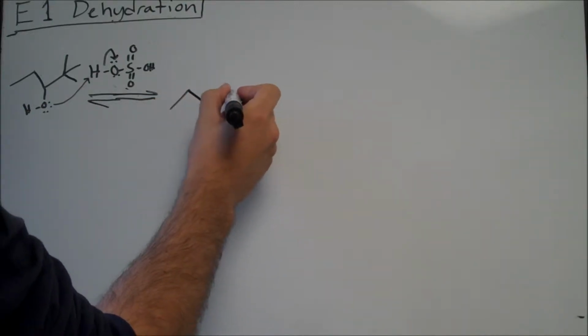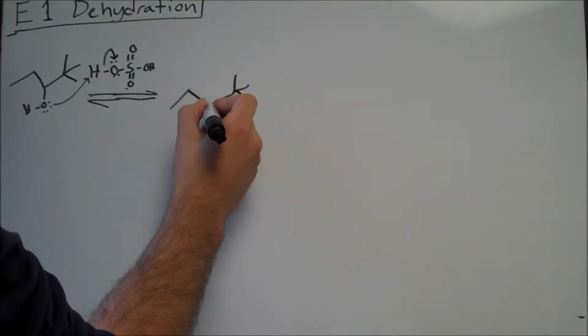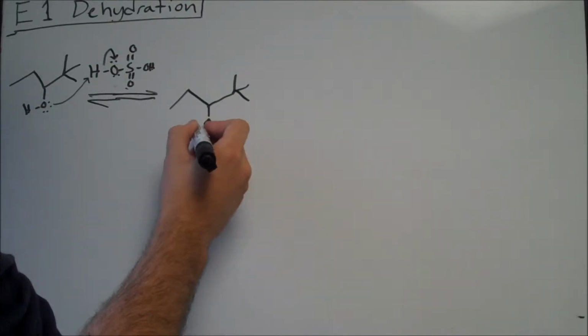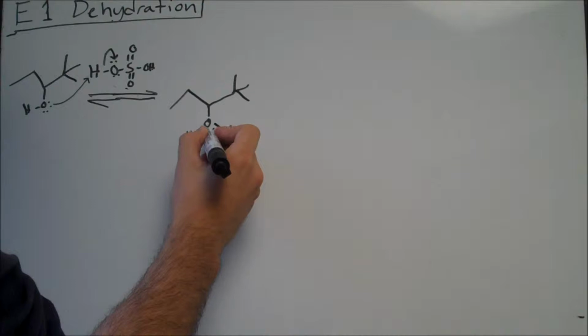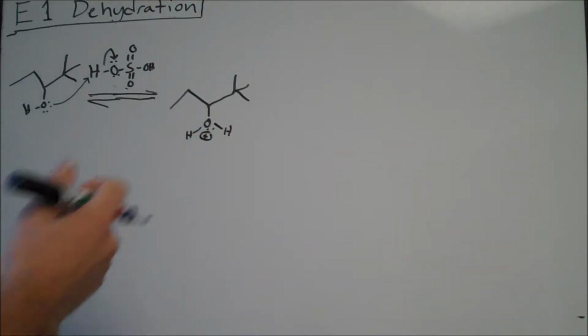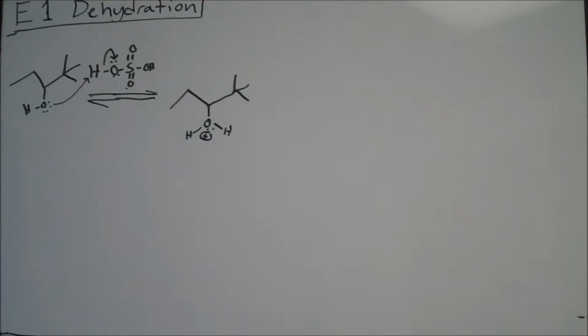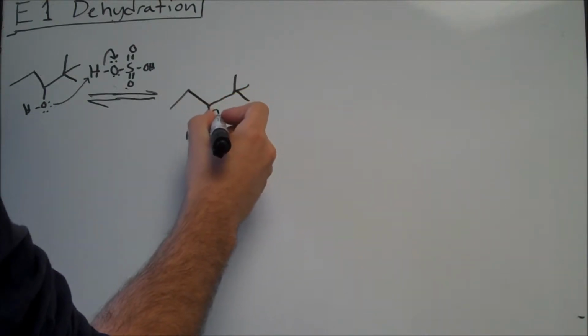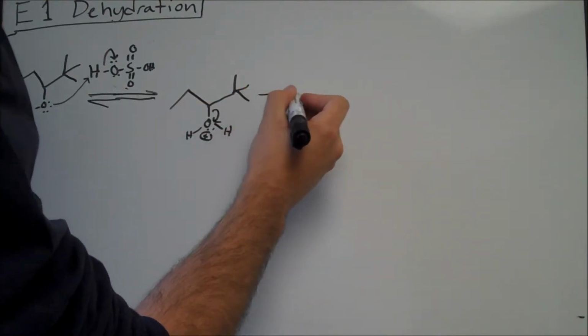So let's draw out what we get from that. We've got our O. It's got one lone pair and two hydrogens and a positive charge because it just gained a proton. So now we've got water that's a good leaving group, and we know that it can just fall off on its own. That's going to be our rate determining step. So let's go ahead and draw that.